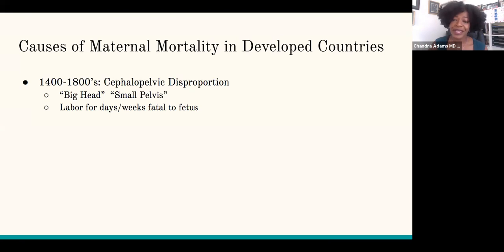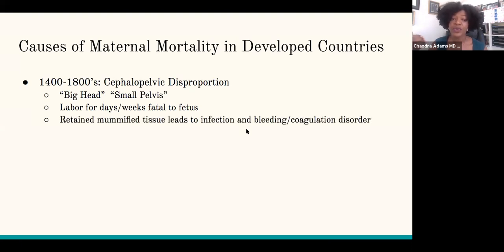So the labor would continue for days, it would continue for weeks, and being in labor for that long was eventually fatal to the fetus. She would retain the fetus and it would stay inside and kind of shrink, begin to mummify, and the retained products would lead to an infection. She would develop a clotting disorder and have excessive bleeding and eventually pass away from sepsis. So in order to mitigate that, the cesarean delivery was introduced.